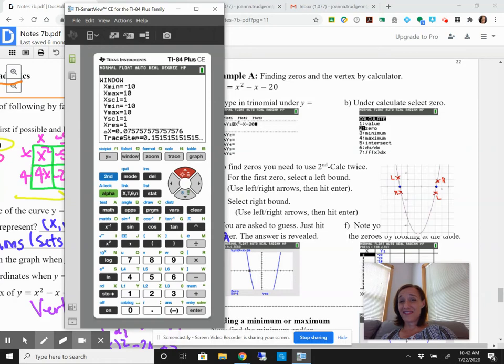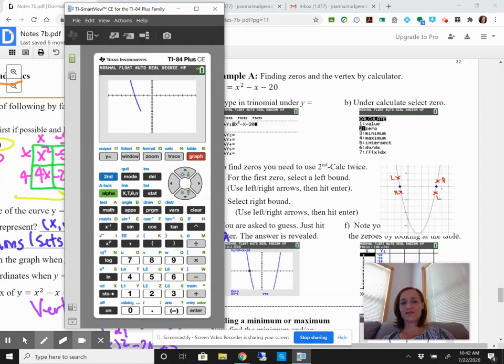Actually, no, the vertex is -20.25, because of the warm-up that we did. So I'm just going to change this y min to -25. Otherwise, you just have to guess if you don't know what it is and try to see if you can see it. So now I can see the vertex, I can see the roots, I can see all those things.